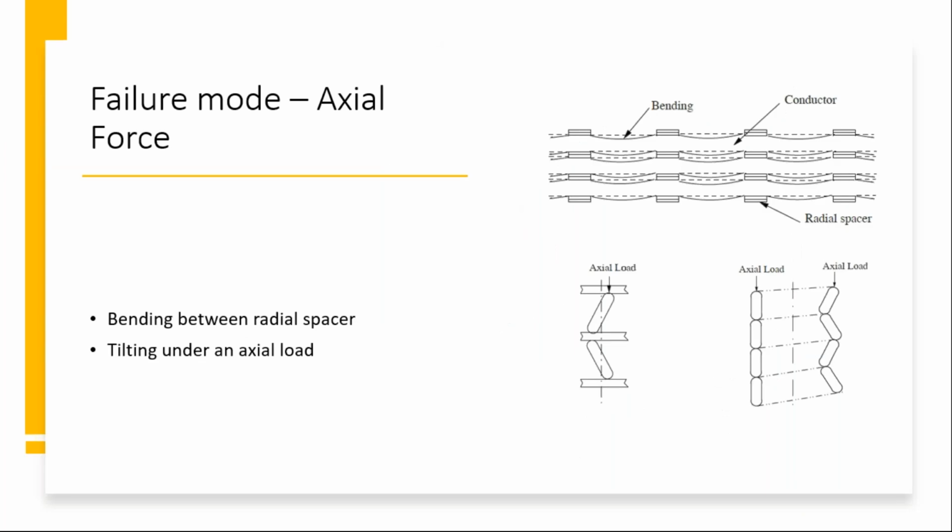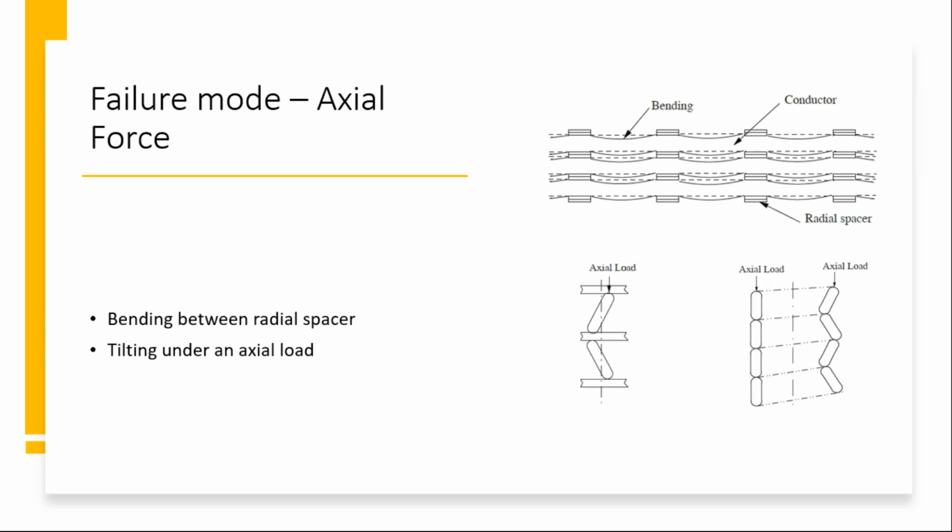So we'll see here the failure mode due to axial force. Under the action of axial force, the winding conductors can bend between the radially placed insulation spacers. And this can damage the insulation on the winding conductor. So if the design is not able to withstand, it can lead to a dielectric failure, even though the change in the geometry is not big. But if the insulation is damaged, it can lead to a dielectric failure.